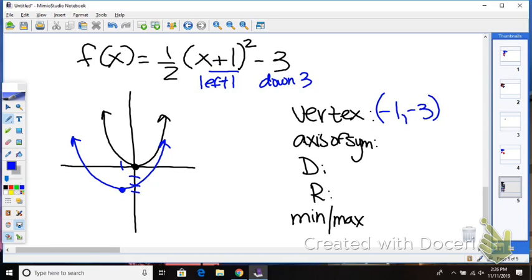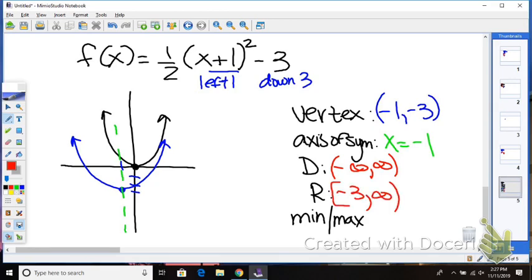Okay, so axis of symmetry is x equals what? -1. Okay, attention up here, please. Thanks so much. X equals -1. Domain is going to be what? Negative to positive. What's the lowest y value? -3. So we go from -3 up to what? Infinity. And is this a min or a max? Min. It's a minimum. Because you include -3.